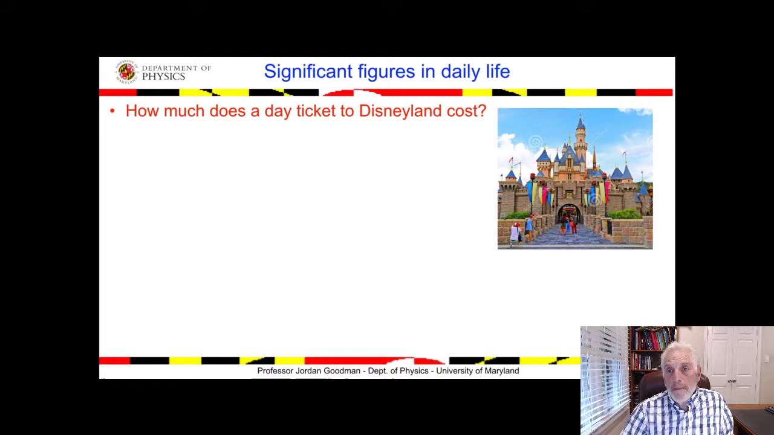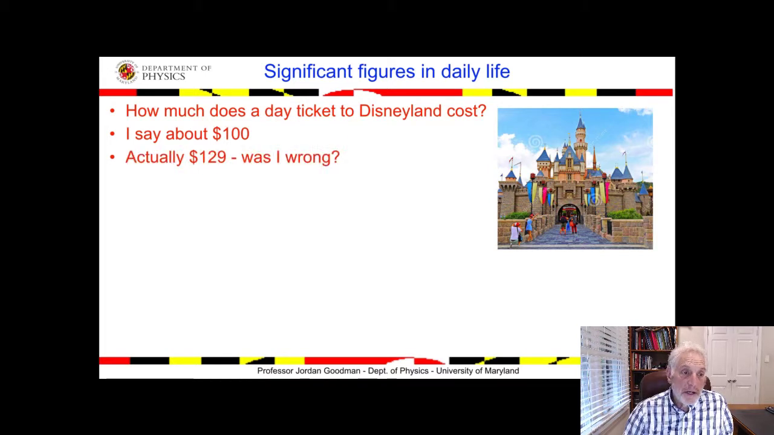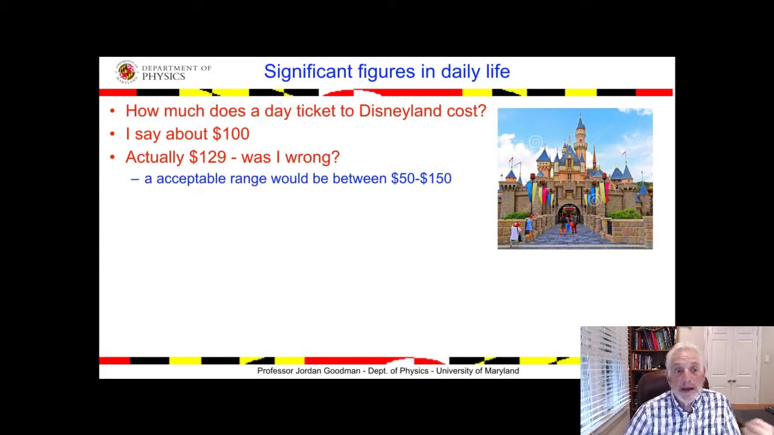If someone says to you, how much does this ticket to Disneyland cost? Let's say they ask me this question, I would say about $100. If I actually go and look it up on the internet, I discover that a ticket today costs $129 during the week. So was I wrong? Actually, I wasn't. If I said $100, you would expect that an acceptable range would be anywhere from $50 to $150, because I was just giving you a rough number.